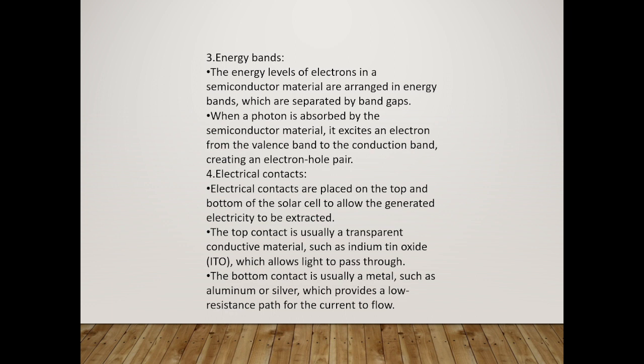Fourth one is electrical contacts. Electrical contacts are placed on the top and bottom of a solar cell to allow the generated electricity to be extracted. The top contact is usually a transparent conductive material, such as indium tin oxide, which allows light to pass through. The bottom contact is usually made with a metal such as aluminium or silver, which provides a low resistance path for the current to flow.